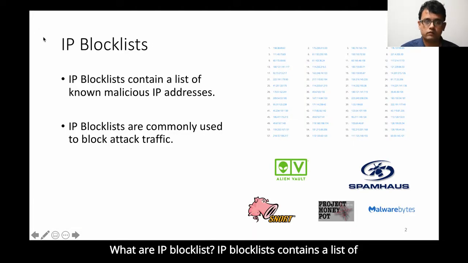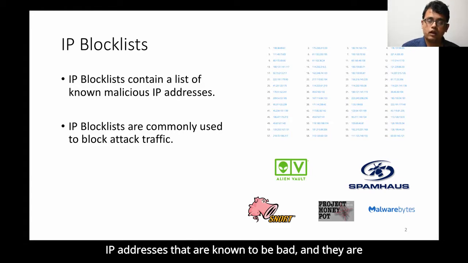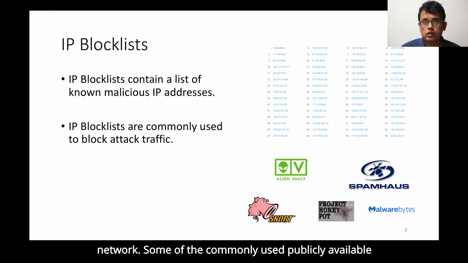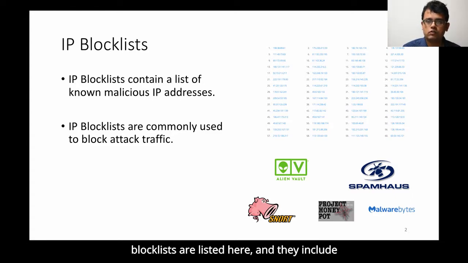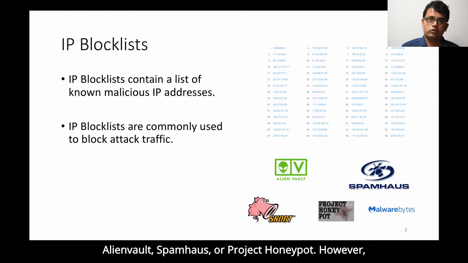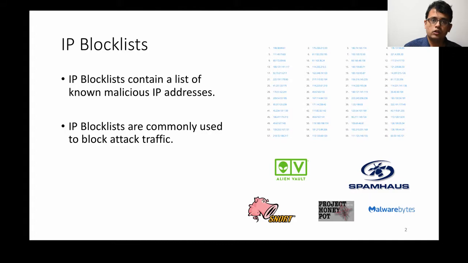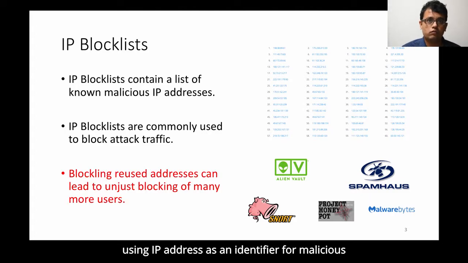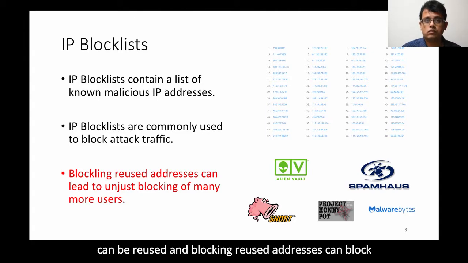What are IP blocklists? An IP blocklist contains a list of IP addresses that are known to be bad, and they are commonly used by network operators to defend their network. Some of the commonly used publicly available blocklists are listed here, and they include AlienVault, Spamhaus, or Project Honeypot. However, using an IP address as an identifier for malicious entities can be problematic. This is because IP addresses can be reused, and blocking reused addresses can block more users than intended.